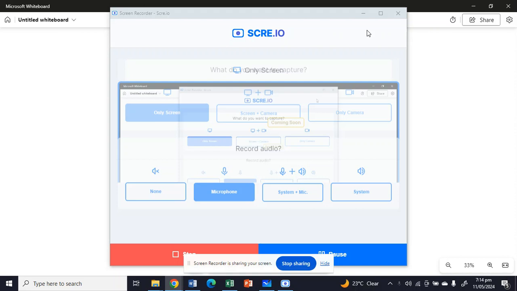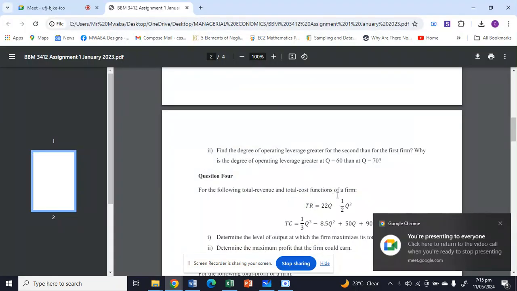All right, we have this question here. Let me just read it out. For the following total revenue and total cost functions of a firm.